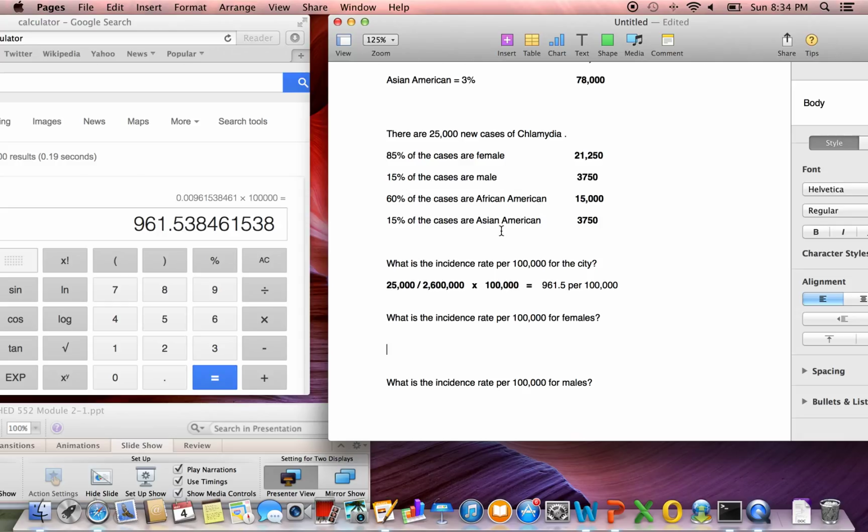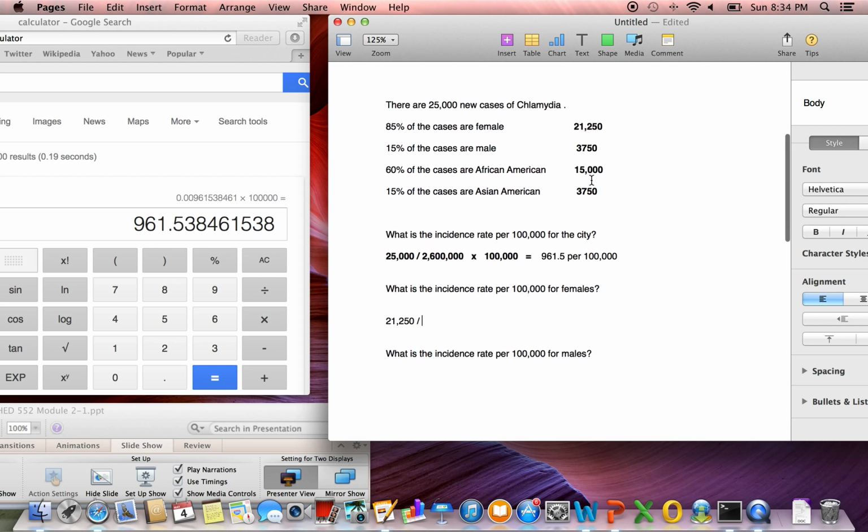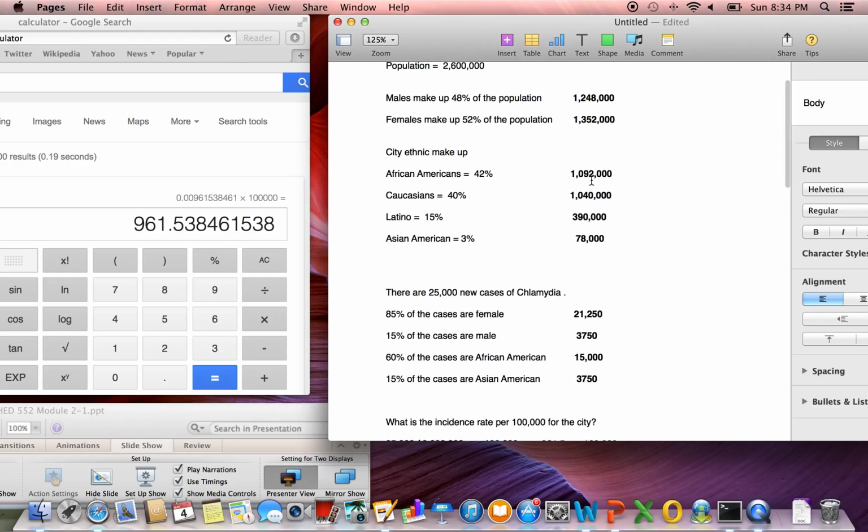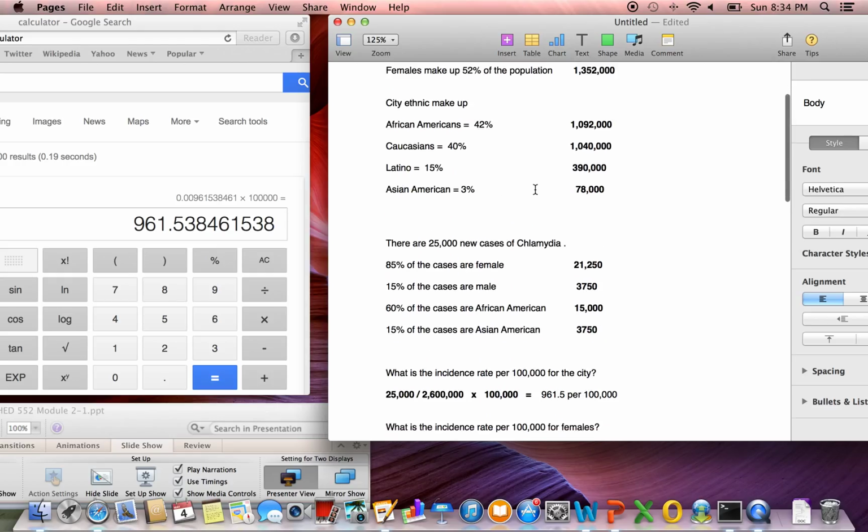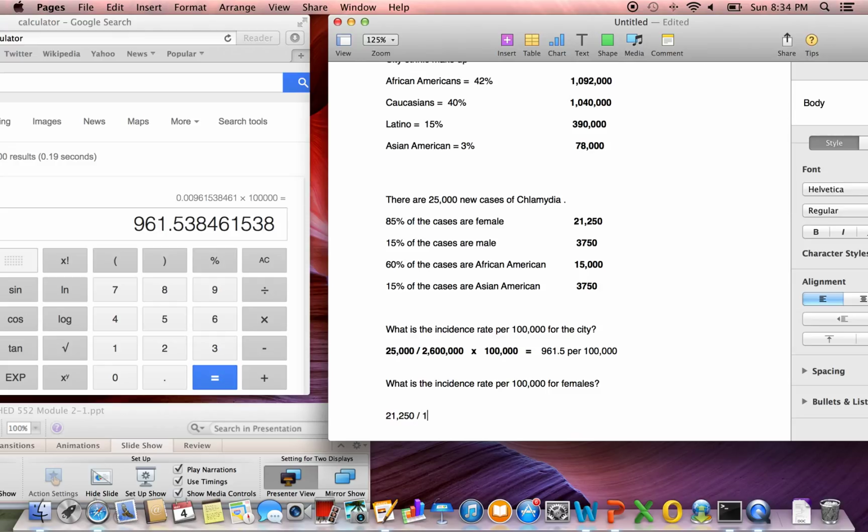All right, so cases of females, 21,250, and divided by what is the population of females again in this city? 1,352,000. And then we're going to multiply that by 100,000.